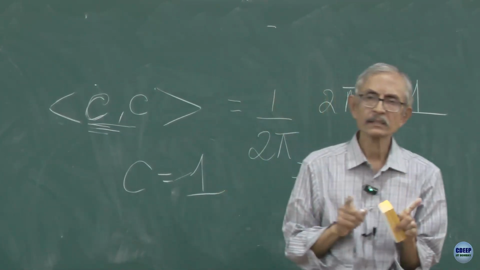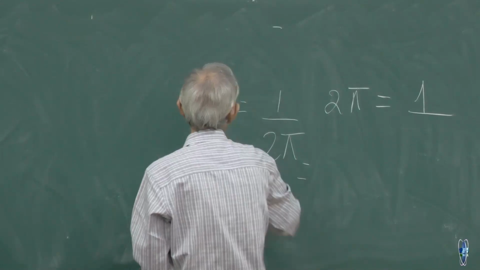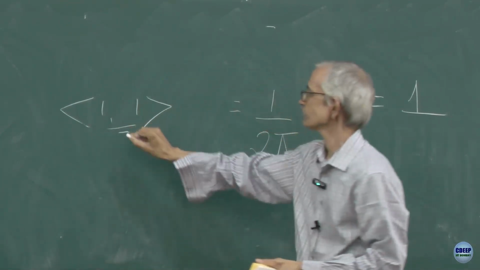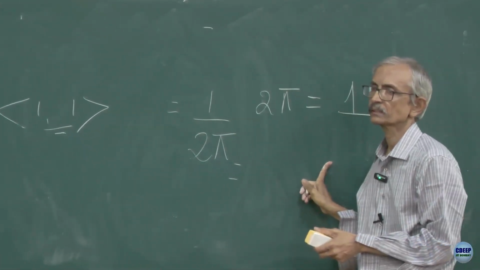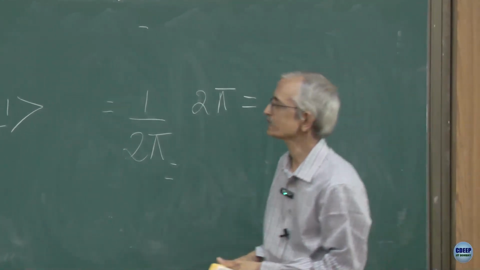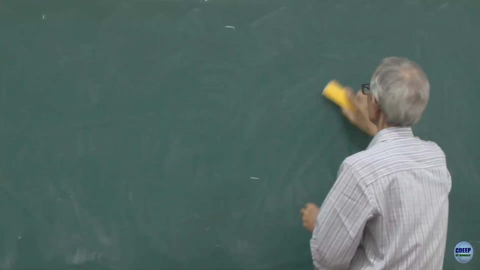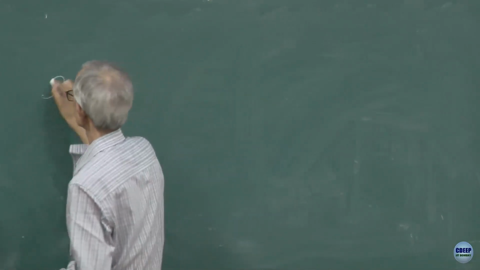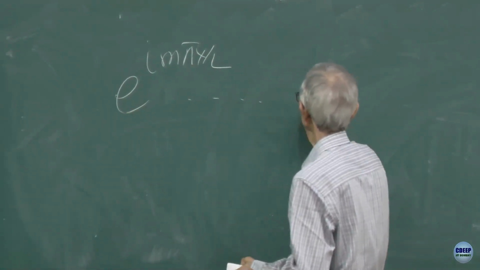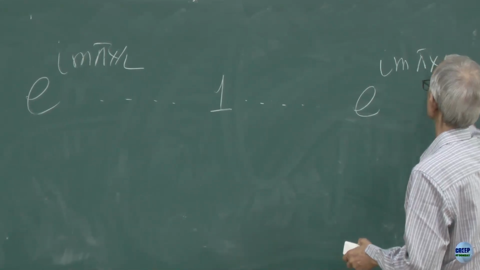So 1 is going to be another one of the basis functions, unlike, remember, when we had 1 comma 1, then we had a 1 by root 2 here, because this 2 was not there. So this definition now has given us the basis functions, which are going to be e to the power of i m pi x by L, and so on, up to 1, and then e to the power of i n pi x by L.